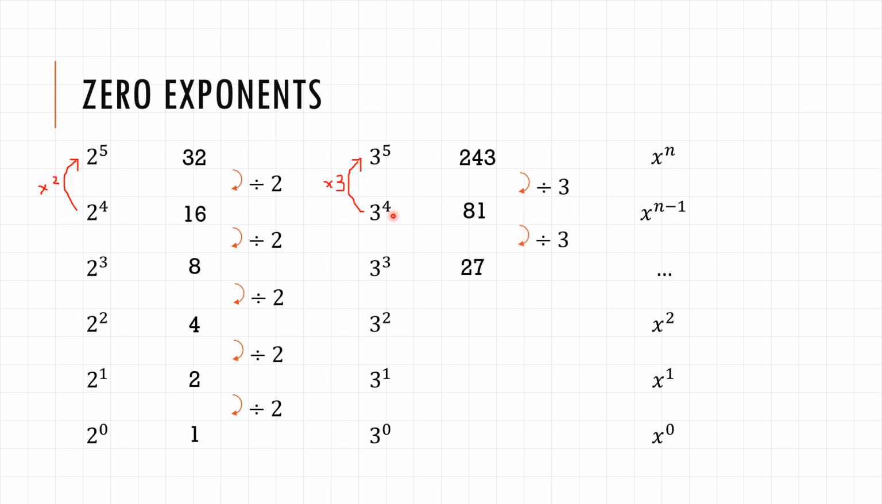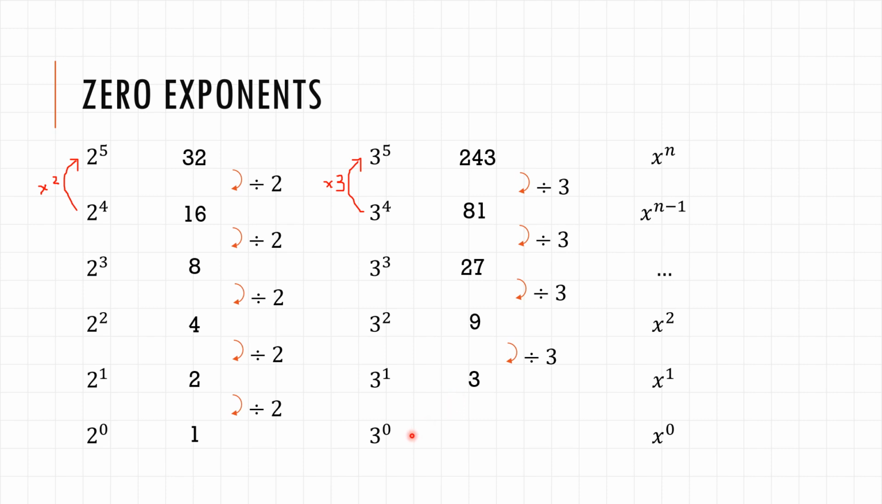Because 81 is 3 to the power of 4. And if I divide that by 3, I'm removing one of the 3's, right? So I'm left with only 3 3's being multiplied, and that would be 27. I could just continue this pattern. 27 divided by 3 would give me 9. And I could continue that to find out 3 to the power of 1. 9 divided by 3 would give me 3.